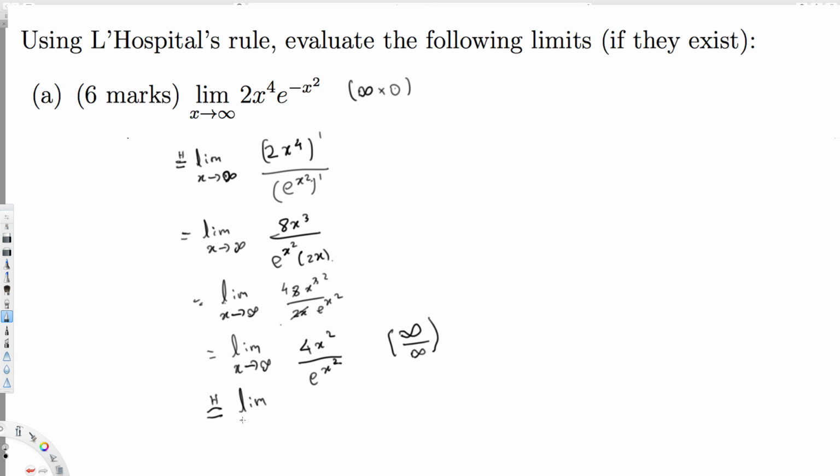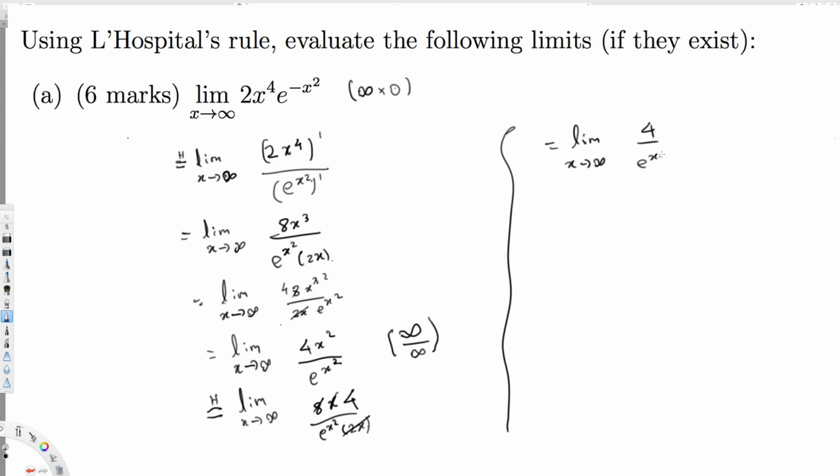So when I use L'Hopital's rule, I have to find the derivative again. The derivative is going to be 8x over e to the x squared, and this is going to be chain rule, so another 2x. Now if I cancel this 2x and this x, and cancel this 8, it becomes 4. Now if I continue on the other side, it's going to be equal to the limit as x approaches infinity of 4 over e to the x squared.